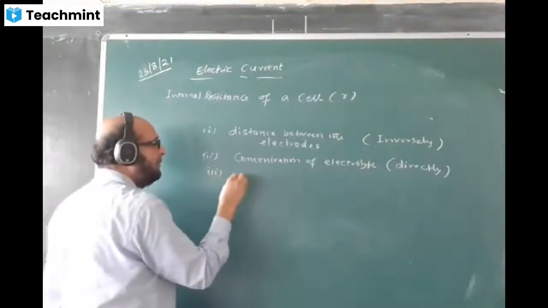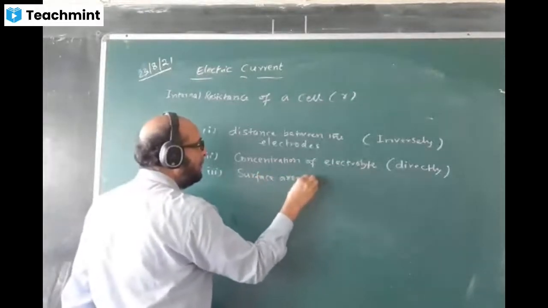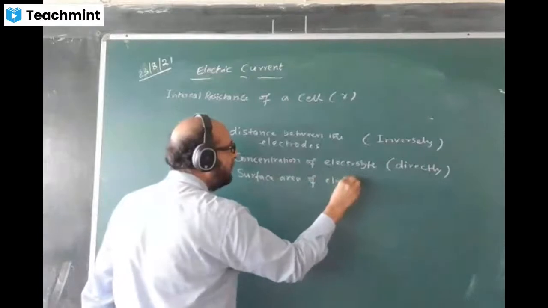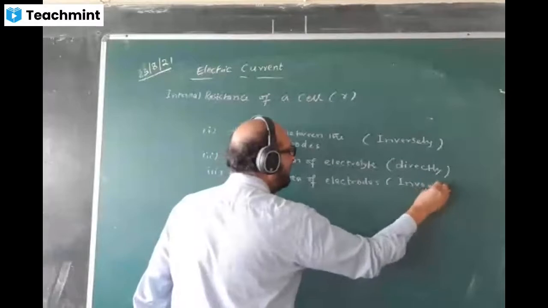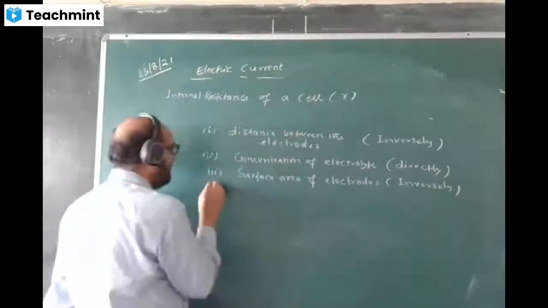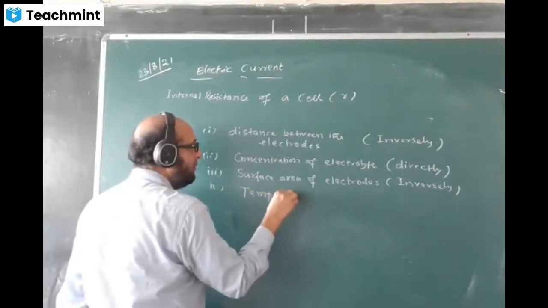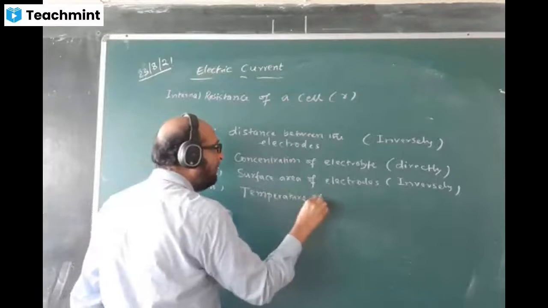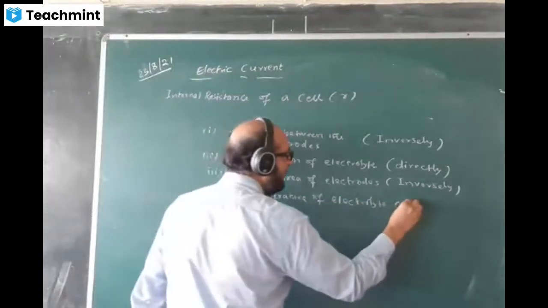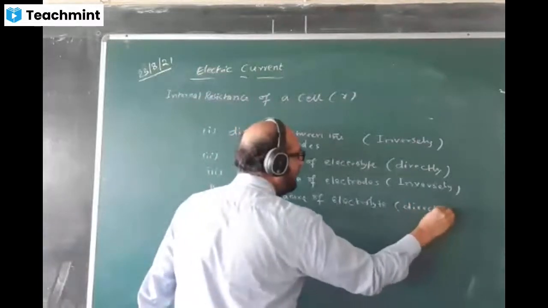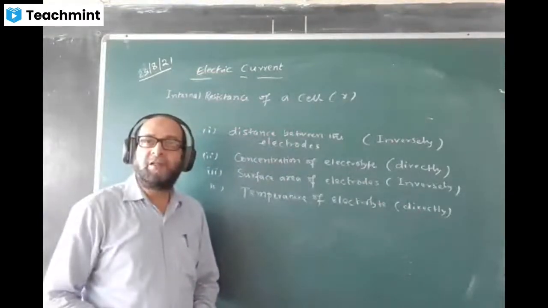Third factor, surface area of electrodes, inversely. Last factor is temperature of electrolyte, directly. So these are the factors on which the internal resistance of a cell depends.